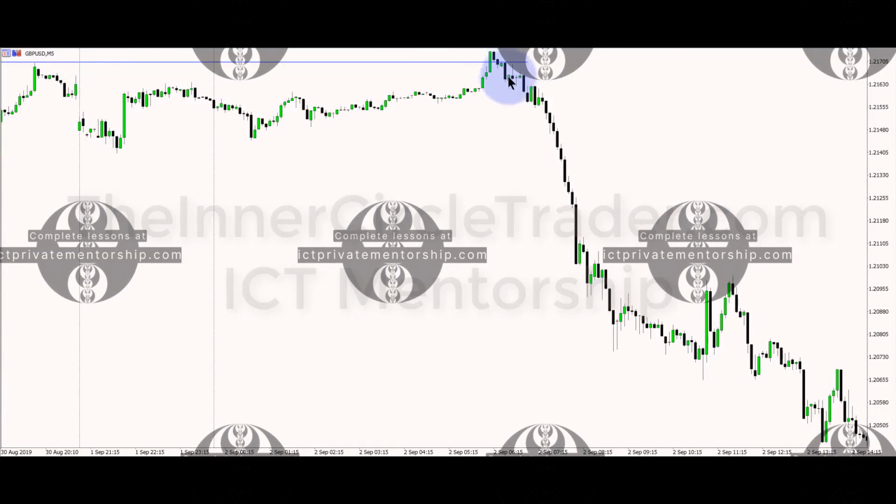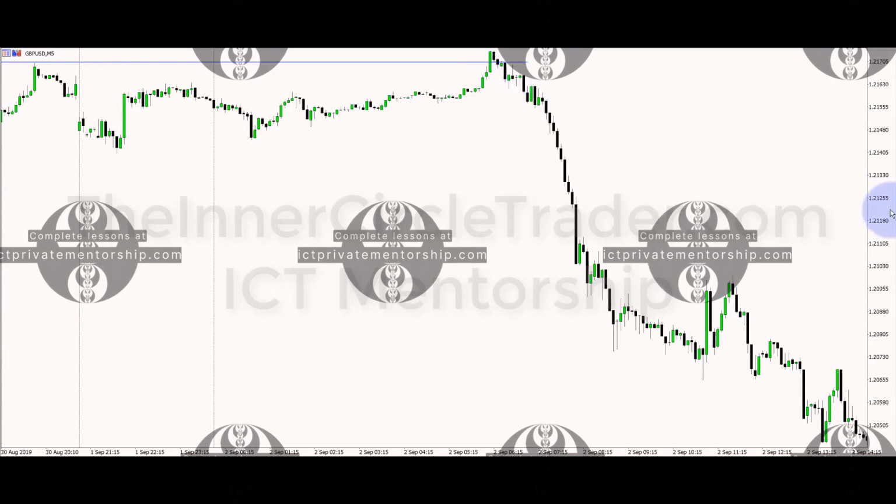$21.68 and 8 pipettes. The next candle after the down displacement is $21.66. This is a fair value gap. We want to see price trade up into that. We could be a seller there. Stop above here.